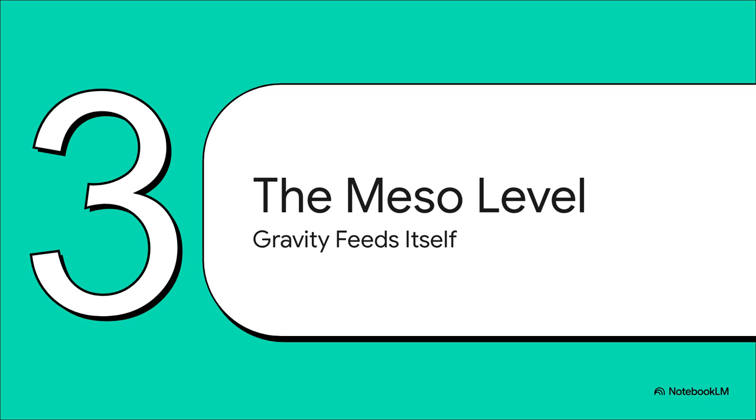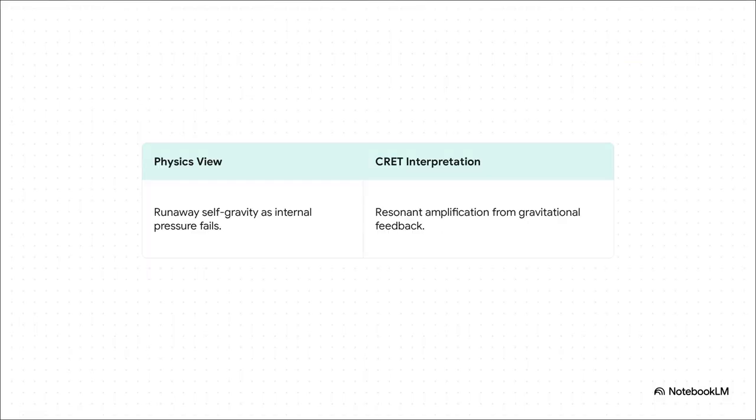Okay, so we've got our random noise. Now what? Well, now we move to the second stage. And this is where things get really dramatic. This is where a powerful feedback loop takes over and starts to amplify that initial chaos. Big time. And again, two perspectives. Physics calls this runaway self-gravity. Basically, it's the moment a giant star can no longer fight its own crushing weight. CRET calls this resonant amplification, and it's a perfect description. It's a feedback loop. More density creates stronger gravity, which pulls things in tighter, which creates even more density. It's an unstoppable gravitational collapse that's literally feeding on itself.